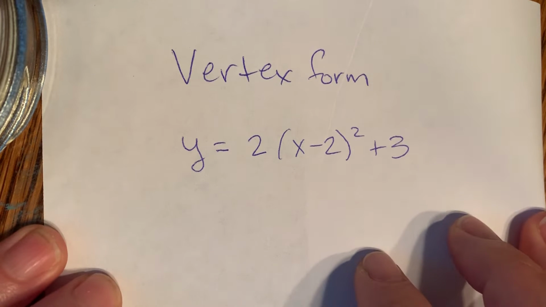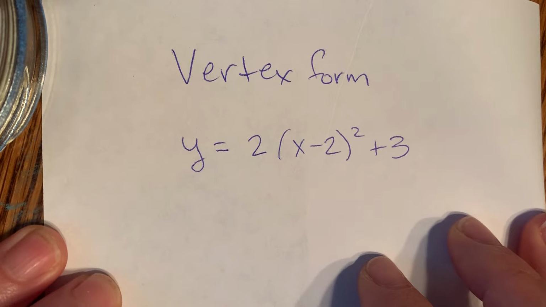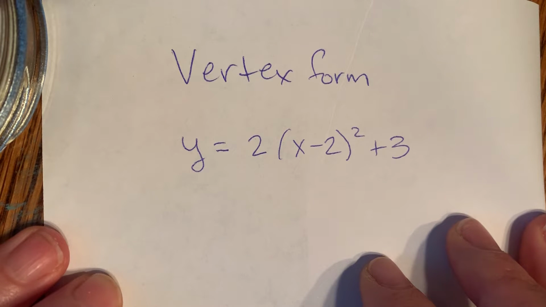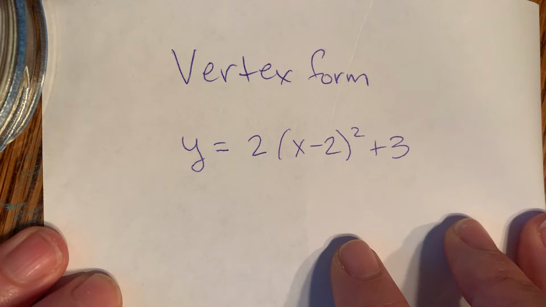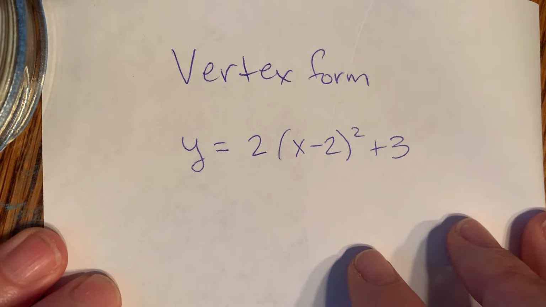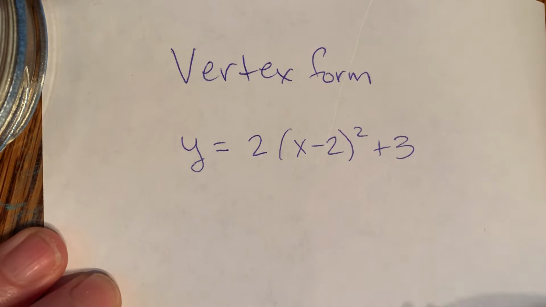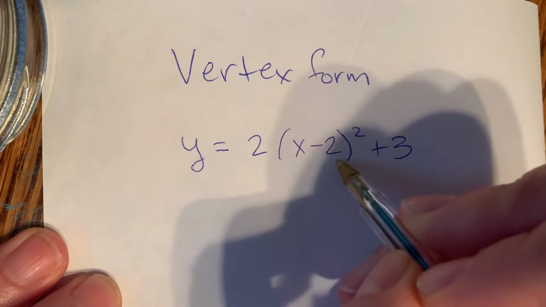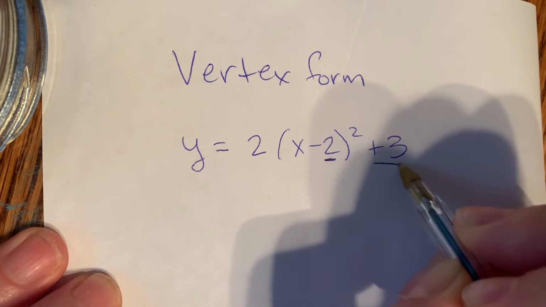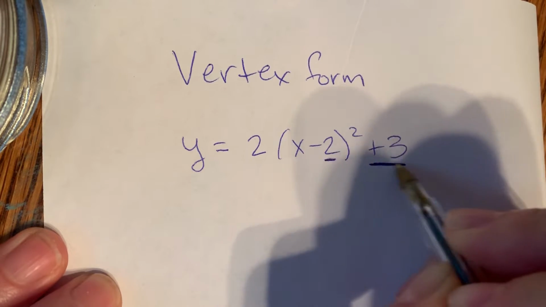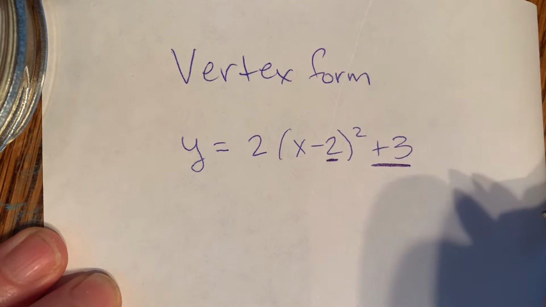This is vertex form. It looks a lot different than yesterday. Yesterday, we were in factored form. So factored form is good for finding the x-intercepts. Vertex form is good for, that's right, finding the vertex. The vertex is very easy to find. All you have to do is look. It's this number here and this number with the sign out here.